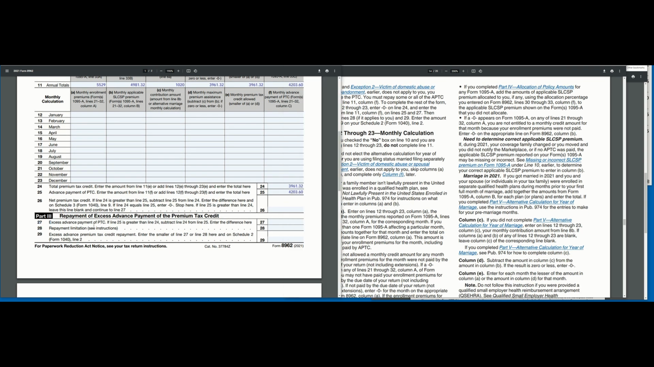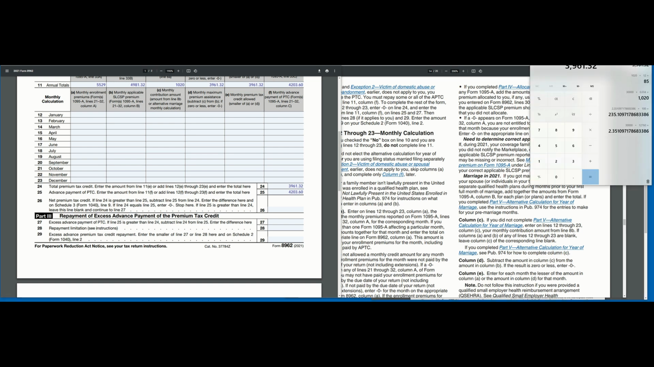So line 27, the excess advance PTC. If line 25 is greater than line 24, subtract line 24 from line 25. So 4,203.60 minus 3,961.32 leaves me with $242.28.